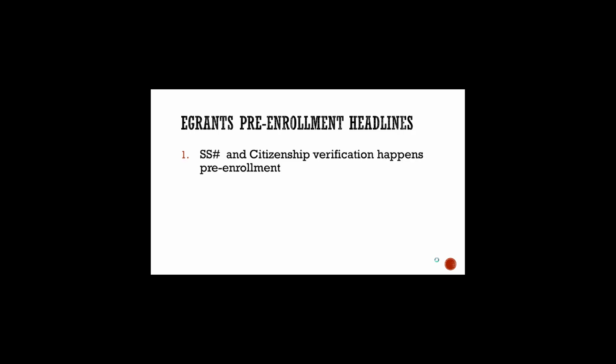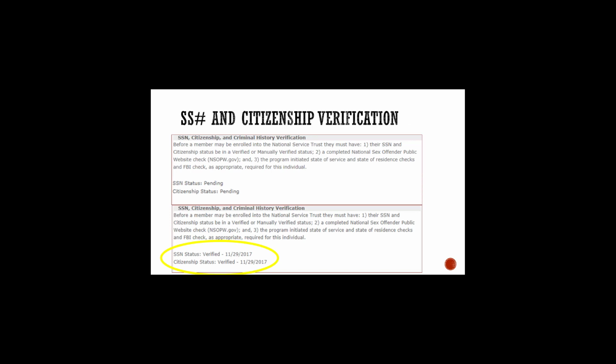First, the automated Social Security number and citizenship verification is being shifted to an earlier stage in the invitation and enrollment process. Once the portion of the AmeriCorps enrollment form is submitted by the member, the information provided will automatically be sent to the Social Security Administration for verification. If an issue is found with the applicant's Social Security number and/or citizenship status, the program will need to submit information to demonstrate eligibility. Members cannot be enrolled until their status is moved to verified or manually verified.